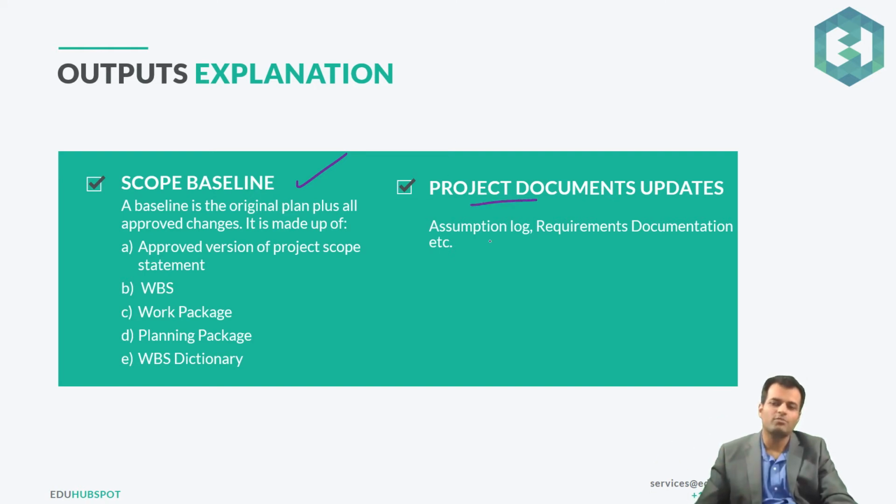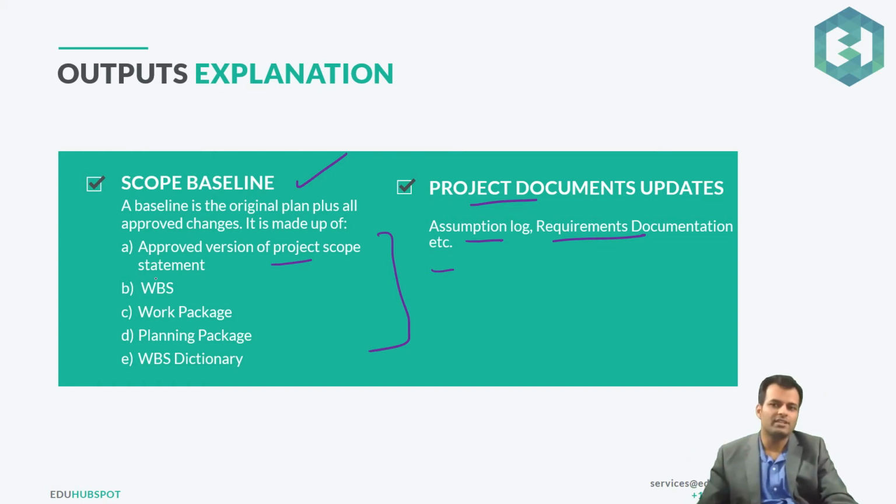Then we have project document updates. We'll have the assumption log, requirements documentation, all of those would also be updated. As far as the scope baseline is concerned, it has 4 things are part of it, I would say. I'm sorry, 5 things. First, we have the approved version of the project scope statement. So your approved project scope statement will be part of the baseline.